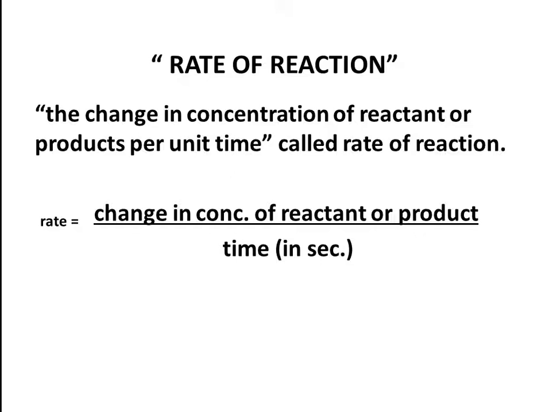So the first definition that comes in this chapter is the rate of reaction. Whenever the term rate comes, it means something is divided by time, that is called rate. For example, rate of doing work is called power, so power has a time factor. For example, rate of change of velocity is called acceleration, which also has time in the expression. So if there is a rate, then there must be a time factor.